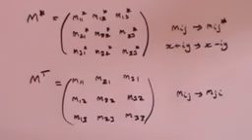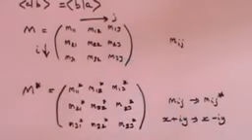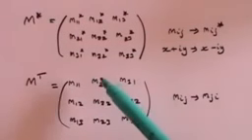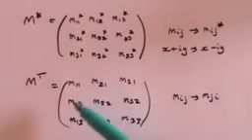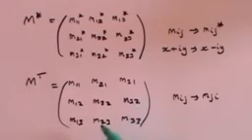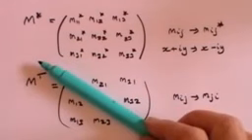You'll notice, however, that the diagonals remain the same. M11, M22, M33, M11, M22, M33. But these two numbers have interchanged. They've transposed positions. Those two numbers have transposed. Those two numbers have transposed. It's a kind of mirror image about the diagonal.